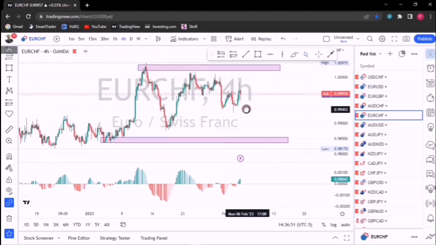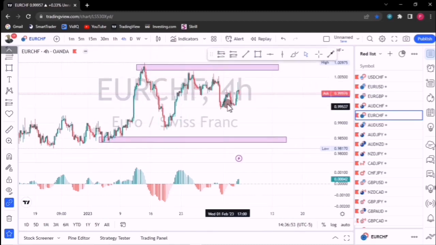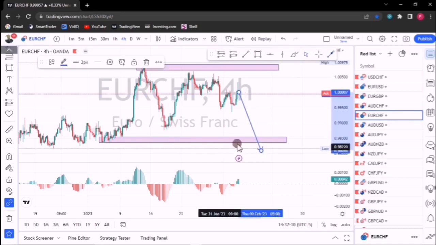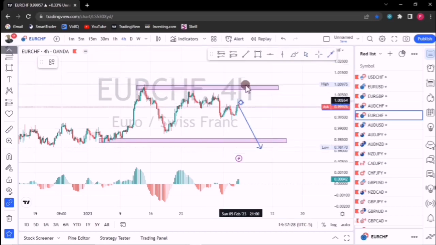If you want to find an entry somewhere right here, you can switch to the smaller time frames, but it will be a risky trade because price is currently ranging. These are the only high and low points that you have, which are your key levels. For you to have a safe trade, it's better you wait for price to make it through this key level or that key level. So that's what I can say.